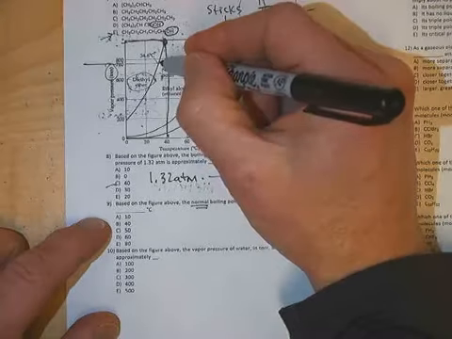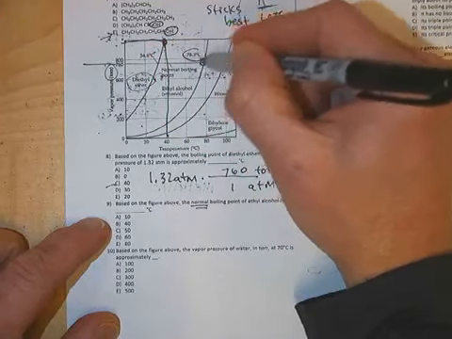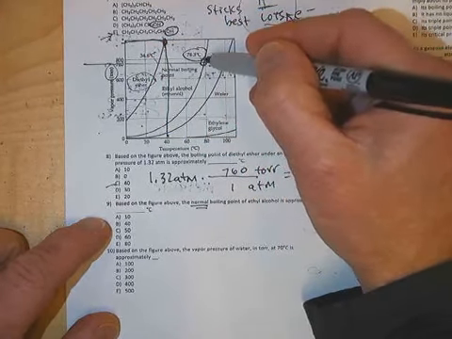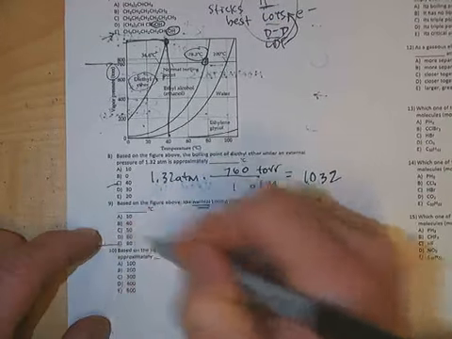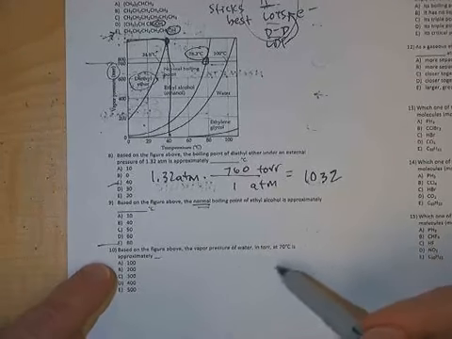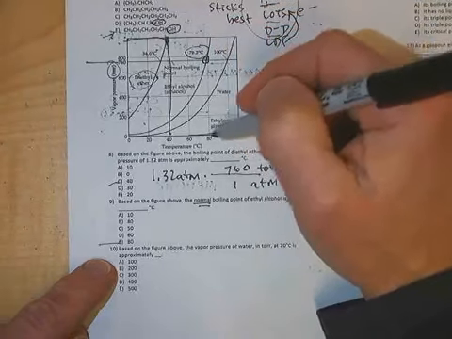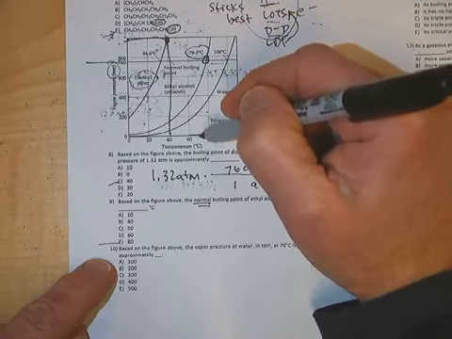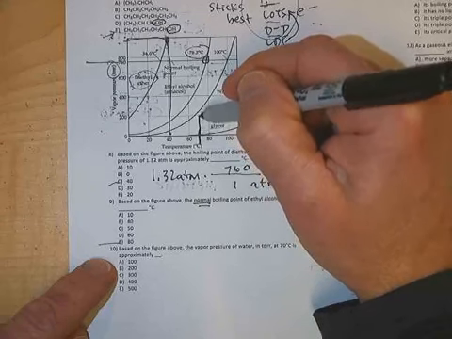Based on the figure above, the normal boiling point of ethyl alcohol. So the word normal means that it's at standard atmospheric pressure. Standard atmospheric pressure is about 760 torr, or 760 mmHg. And so the normal boiling point of ethyl alcohol would be to follow this across until it intersects with the ethyl alcohol. And look at that, it's even right there on the graph. It's 78.3, which is closest to 80 degrees right here.